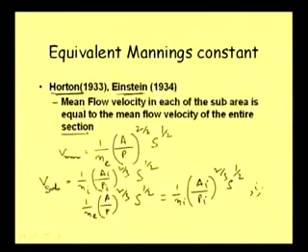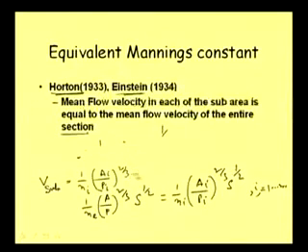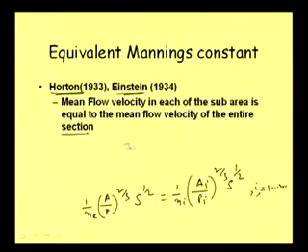Now this can be written in a different form. From this what we can do, S being the same, we can cancel it, and taking a power of 3 by 2, we can write that 1 by Ne to the power 3 by 2, then A by P, is equal to 1 by Ni to the power 3 by 2, and then Ai by Pi. Yes, I have already cancelled S.